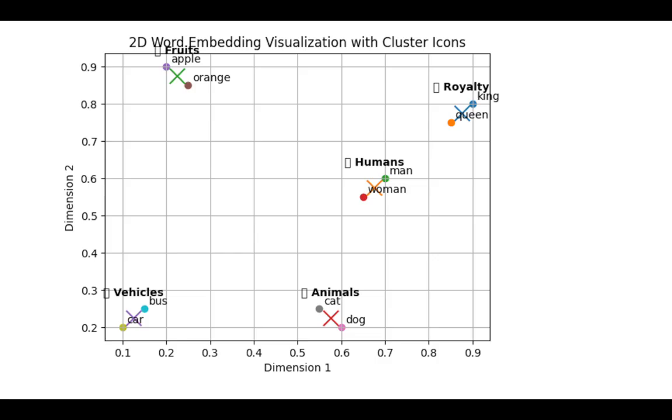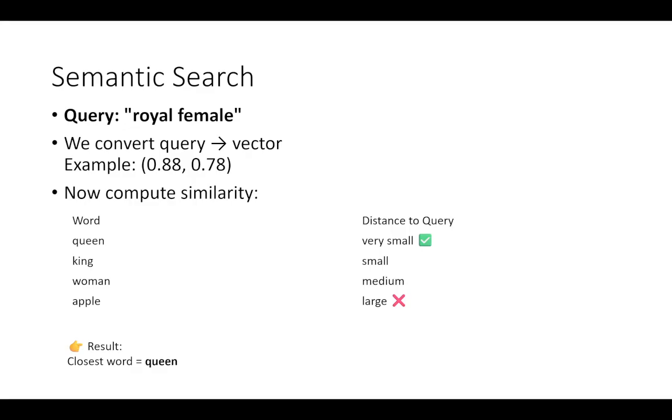Now how does semantic search work? Let's say there is a query of royal female. It will represent that as a vector, and then it will do a measurement against all these words. And then it will basically say queen is the closest, apple is the farthest. And it will give the result as queen from our vocabulary, or from our corpus of 10 words. Queen will be closest to this query of royal female. That's how a semantic search would look.